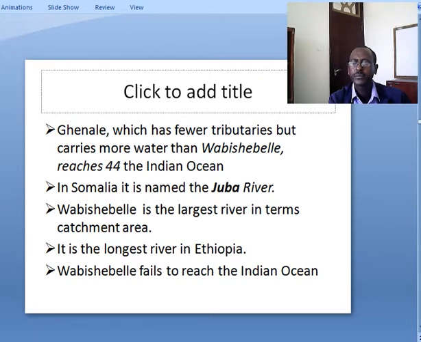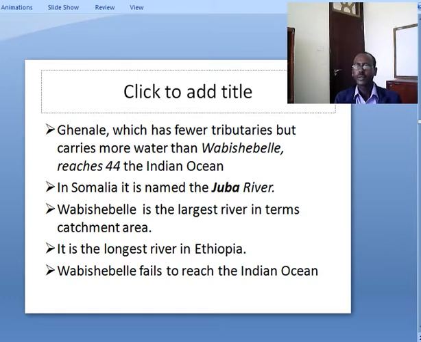Ganale, which has fewer tributaries but carries more water than Wabishabele, reaches the Indian Ocean. It goes to the Indian Ocean, and in Somalia, the river Ganale is called Juba. They call it the Juba River.